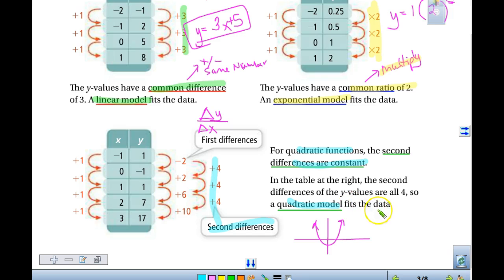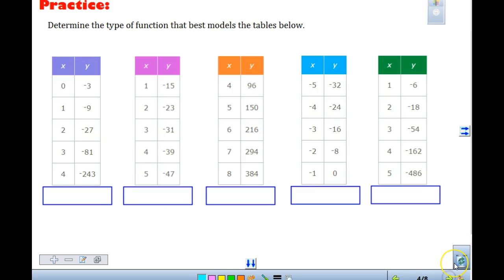Okay? So if we look at this, we also notice that we have a minimum, right? So I even know my vertex in this one. My vertex is at 0, 1. Okay? I probably won't have you write equations for quadratics unless I give you enough information.